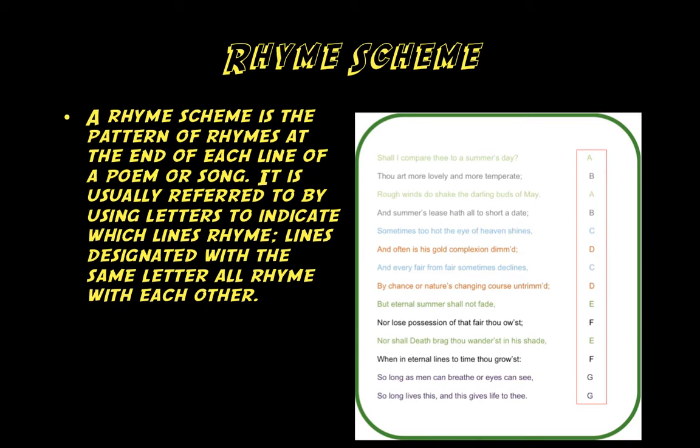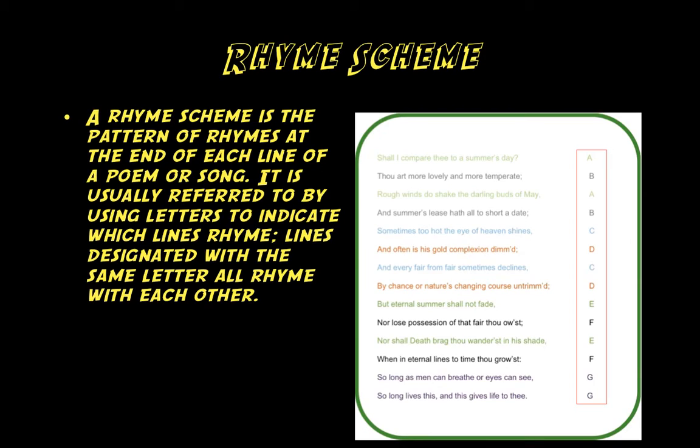A rhyme scheme is a pattern of rhymes at the end of each line of a poem or song. It is usually referred to by using letters to indicate which lines rhyme. Lines designated with the same letter all rhyme with each other. So if we look over there, if you notice our first and third line, our first line ends with the word day, and our third line ends with the word may. They both have the letter A. Now that's because they both rhyme.